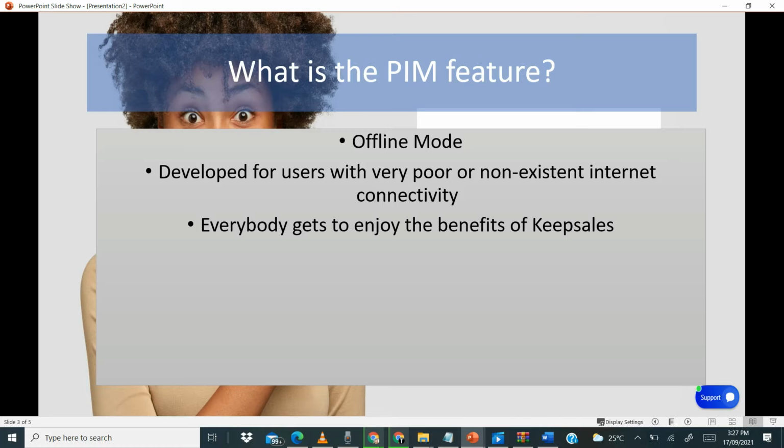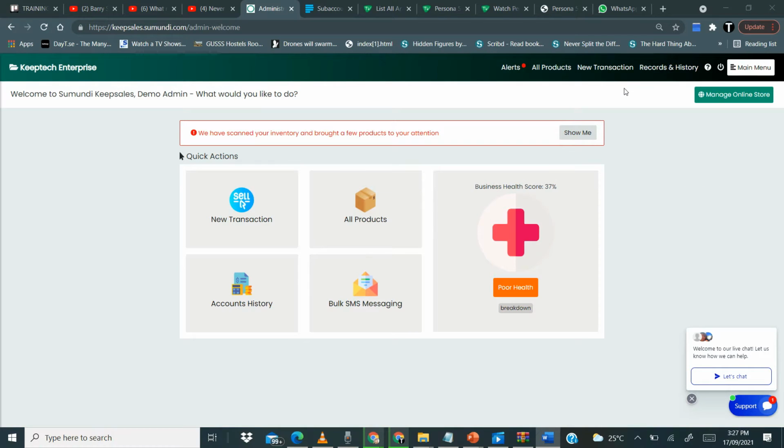Now because some people find themselves in areas where the internet is bad, it doesn't have to be an obstacle that prevents them from being able to use the Keepsales platform. So we just want to have a look at how it is, and then in our subsequent videos we'll be looking at how to activate and switch to the poor internet mode and then be able to sell using that.